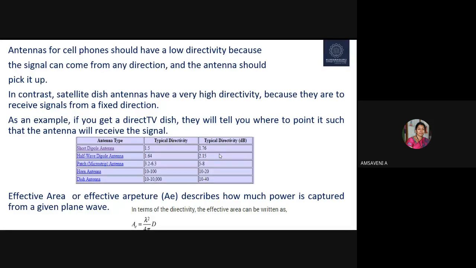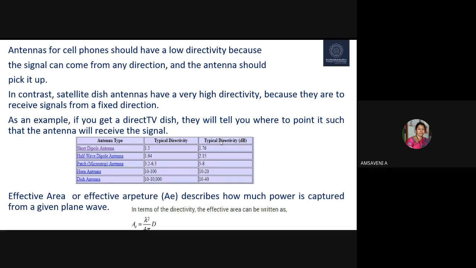And here we have given the directivity of a few antennas, that is the short dipole antenna and the half-wave dipole antenna. The short dipole antenna is nothing but the elementary dipole antenna designed by Hertz, the Hertz antenna. We also have the patch antenna, horn antenna, and dish antenna. The directivity of the dish antenna is around 10,000. Okay, and it's given in dB.